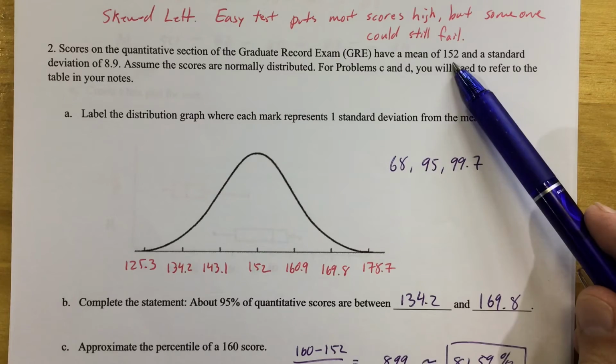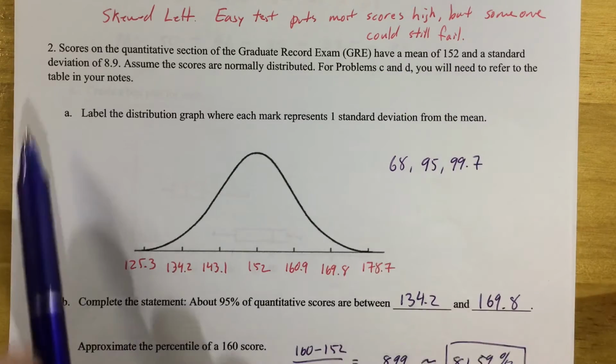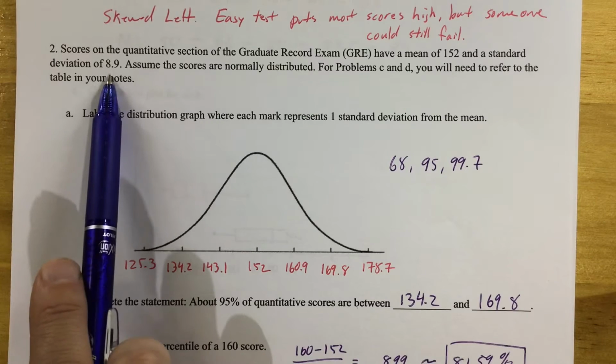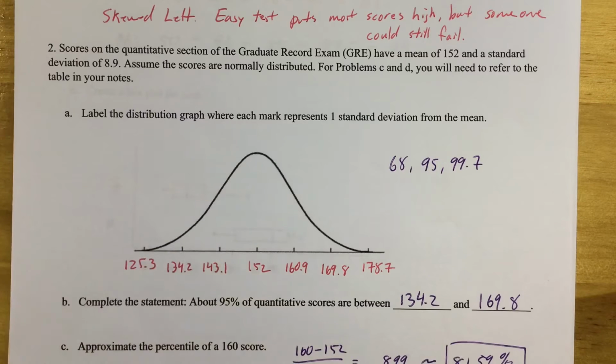Okay, the mean, so here we're looking at GRE scores, and the mean is going to be 152, and the standard deviation is going to be an 8.9. This is for the quantitative section, which is the math section of the GRE test. If you are not familiar with the GRE test, just sort of think of it as being like an SAT test, and that'd be fun.